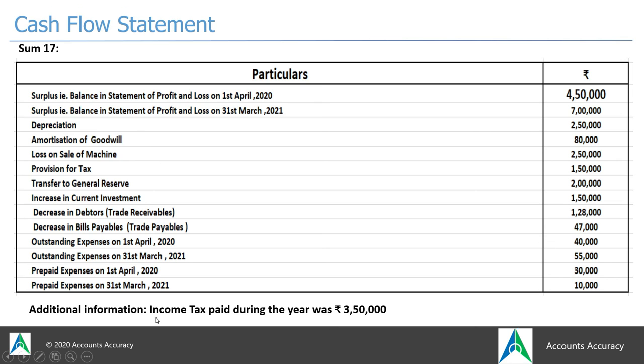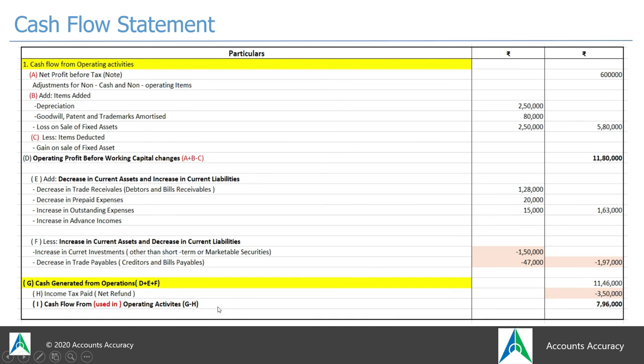Now at last we are only left with the income tax paid value, that is 3,50,000. We have already used all the other amounts, but this 3,50,000 hasn't been used. This needs to be deducted as per the format. At last we deduct the value of income tax paid, that is 3,50,000. So when we deduct the income tax paid value, our cash from operating activities will come out as 7,96,000, because from the total cash generated from operations, 11,46,000, we deduct the income tax value at last, and our cash flow from operating activities will be 7,96,000.